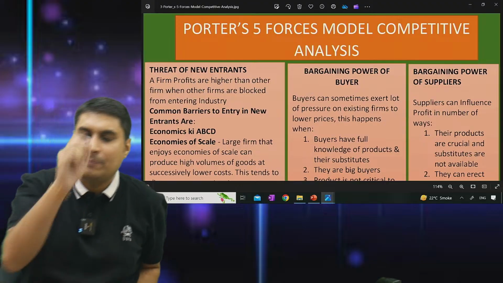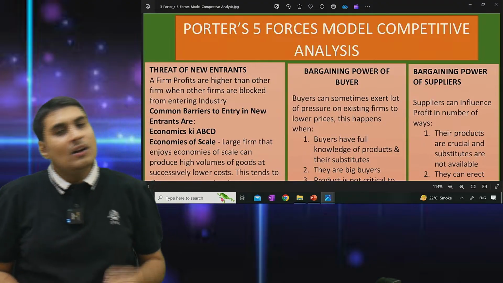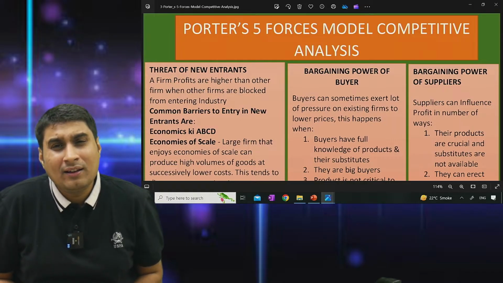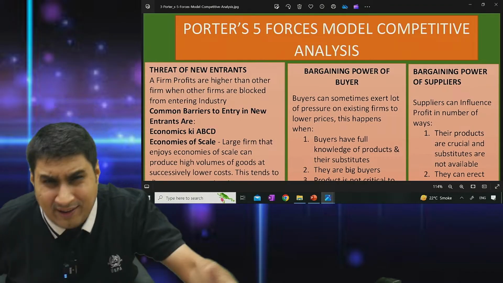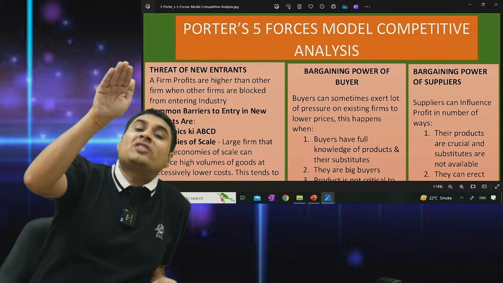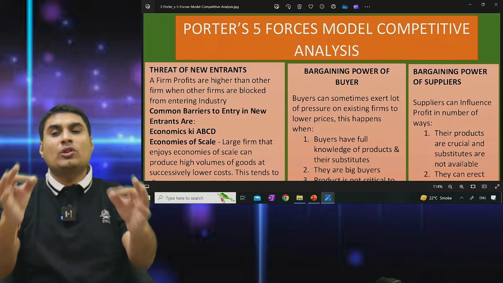Let me take one example. Apple. Tell me, can you people come? No one can come. It's been so many years. No one has been able to copy the iOS of Apple. So the pressure is low. Threat of new entrants in case of Apple is low.